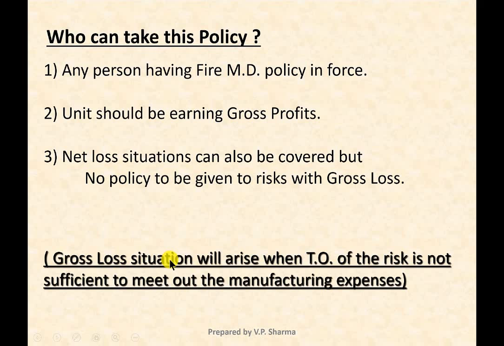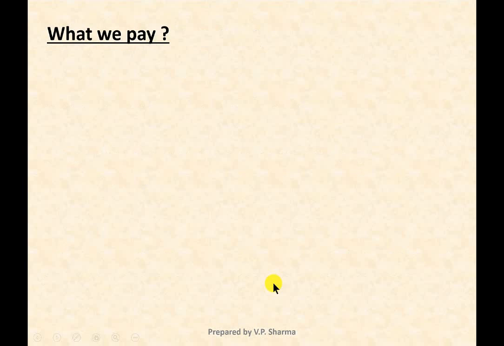And this gross loss situation will arise when the turnover of the risk is not sufficient to meet the manufacturing expenses. That means manufacturing expenses are higher than sales turnover. In that situation, BI policy cannot be given.